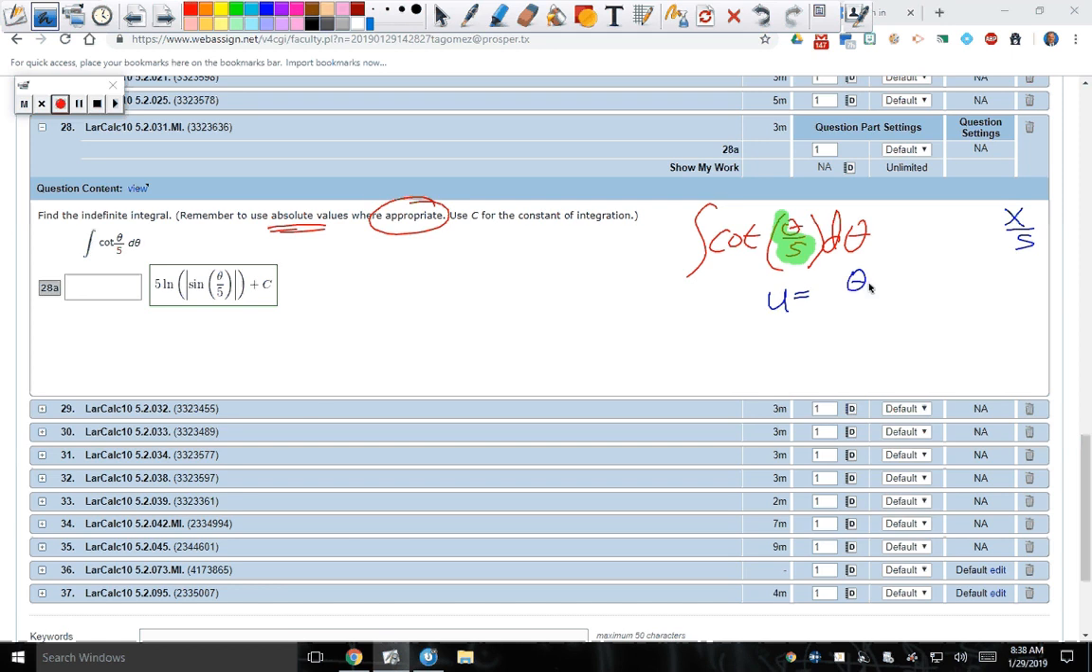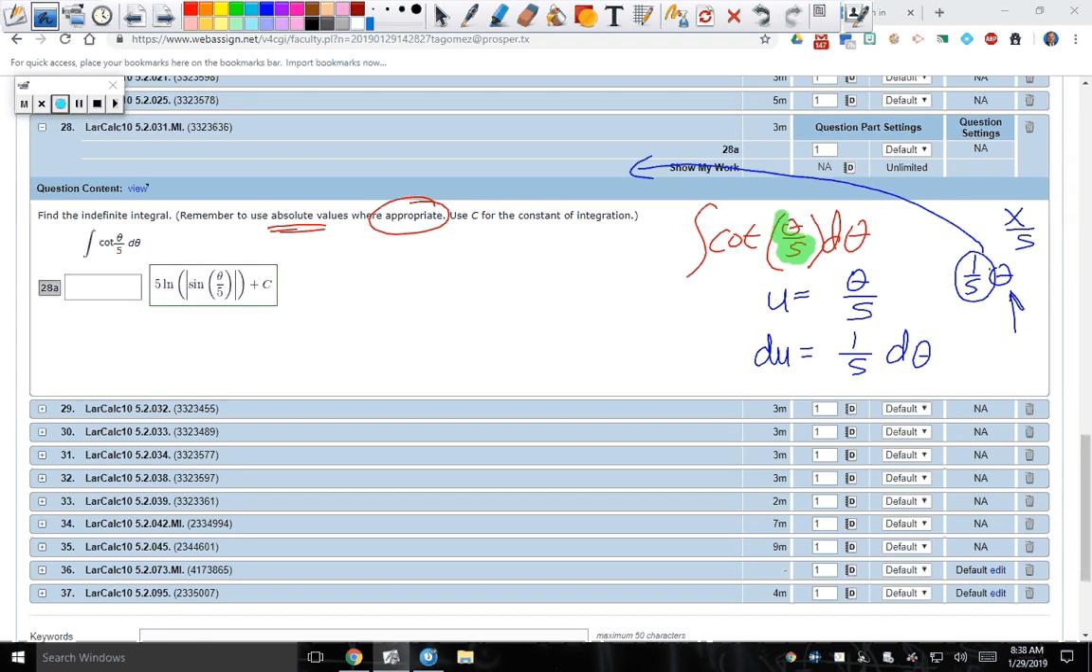So u would be theta over 5, du. What's the derivative of theta over 5? Think of constant multiple rule. 1/5 d theta. Yeah, 1/5 d theta. So if I'm looking at it like this, it's like 1/5 times theta. Remember, constant multiple rule. The derivative of this is d theta, and multiply that 1/5 back in, so that you get 1/5 d theta.